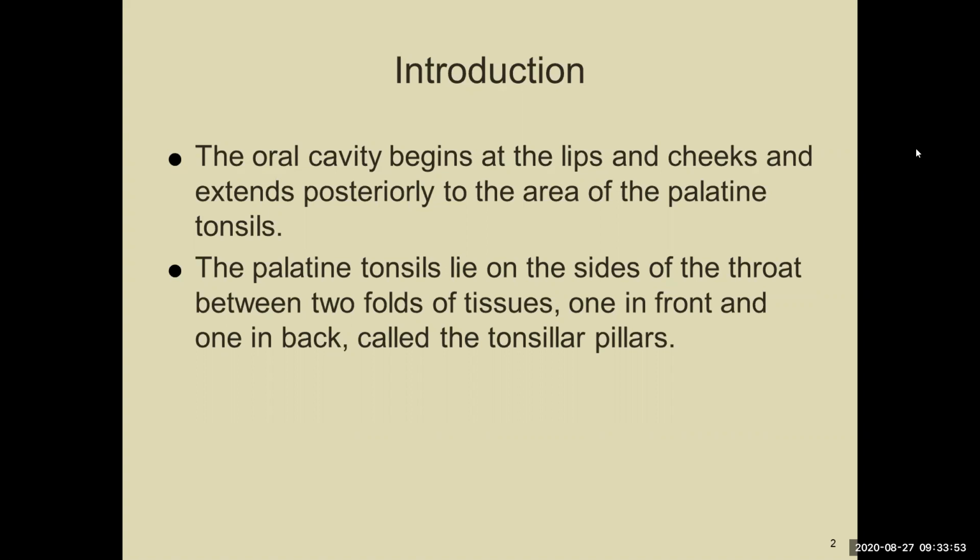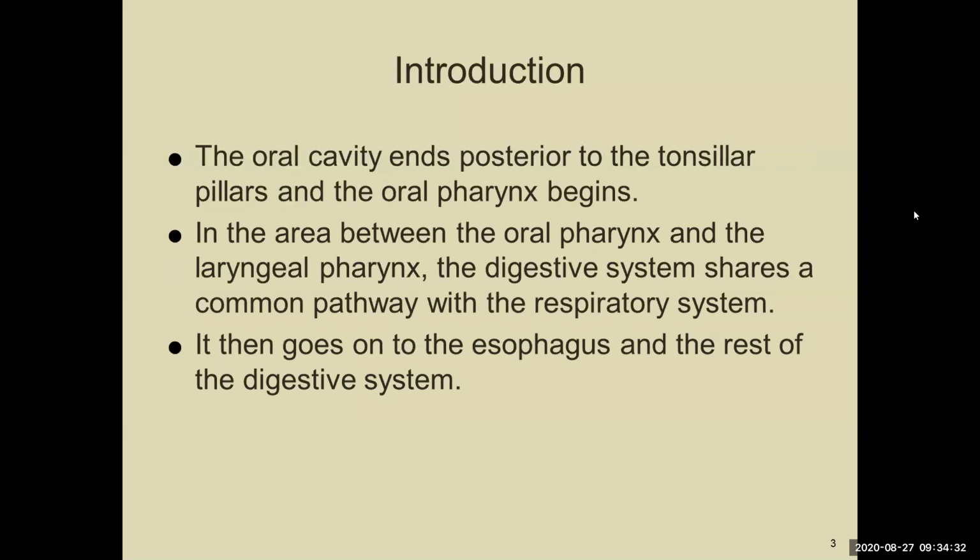So the oral cavity begins at the lips and the cheeks, and it extends posteriorly, to the back, to the area of the palatine tonsils, where our tonsils are. And the palatine tonsils lie on the sides of the throat between two folds of tissue. One of the folds of tissue is in front and one is in back, and those folds of tissue are called your tonsillar pillars. So our oral cavity begins at the lips and extends to the palatine tonsils. The palatine tonsils sit between the tonsillar pillars.